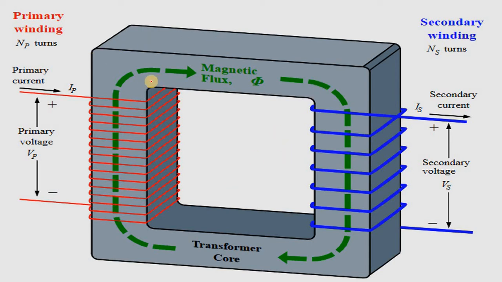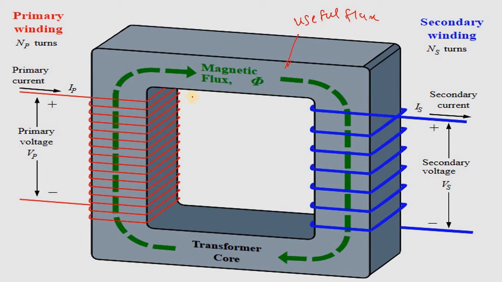This is the basic working of the transformer. You can see here this is the primary winding which is connected with the supply voltage VP. The number of turns on the primary winding is called NP or N1, and this is IP, the current in the primary winding. When the current flows through the primary winding, it sets up the magnetic flux phi. That flux passes through this core, and this is called the useful flux.